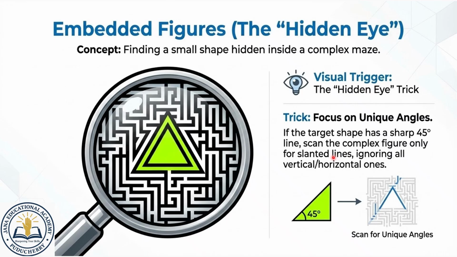So we need to omit the horizontal line and vertical line, or ignore them, right? So you look for the 45 degree angle. We don't need to consider anything else; your brain pays attention only to the 45 degree angle. In that way we can find out the embedded figures. It is very useful for finding them.